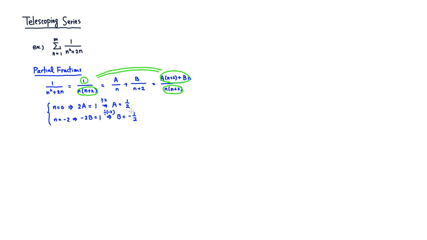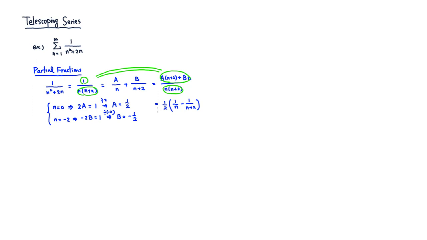Which means this expression right here is going to be equal to, with a is 1/2 and b is -1/2, I'm going to pull out the 1/2 in front because both of them have 1/2. So a is 1/2, pull out, so it's 1 over n. b is -1/2, pull out the 1/2, so it's going to be minus 1 over n plus 2.